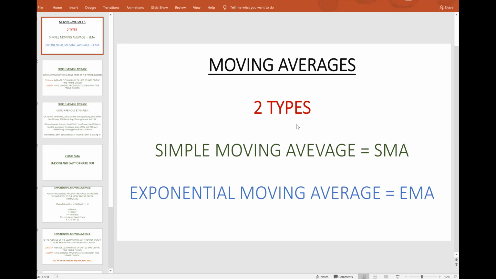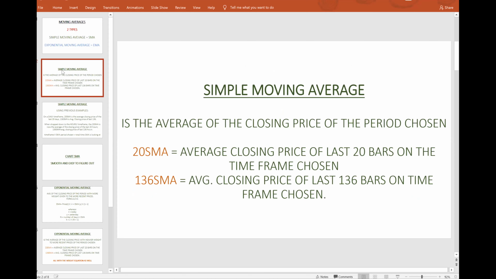So there are two types. Can you guys see my screen first? Yes, sir. All right. So there are two types of moving averages. There's simple moving average, which they call the SMA, or you might just see it as an MA as well. Webull says MA, Thinkorswim says SMA. Not quite sure about the other ones just yet. And then there's the exponential moving average, which is the EMA. So the simple moving average is just the average closing price of the period chosen. So if you choose the 20 SMA, it's the closing price of the last 20 bars that you see, no matter what time frame you're on. It's just the 20 bars in that time frame.